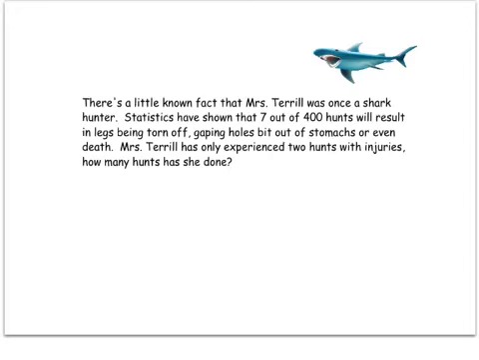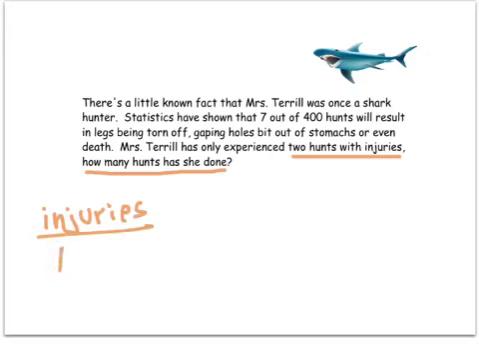So what are we trying to figure out? We're trying to figure out how many hunts Miss Terrell has done. So we're trying to figure out how many hunts with injuries. So we're going to say injuries. Gosh, this is kind of serious. We have injuries over total. So let's go back to our information. We know that 7 out of 400 hunts will result in injuries. So the injuries, we got 7 out of a total of how many? 400.